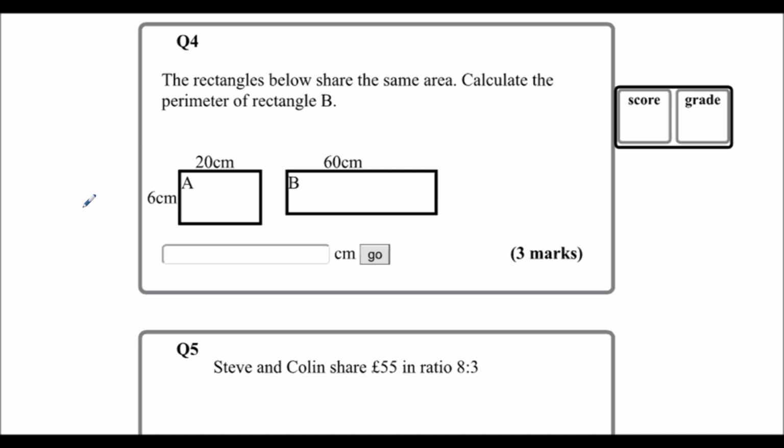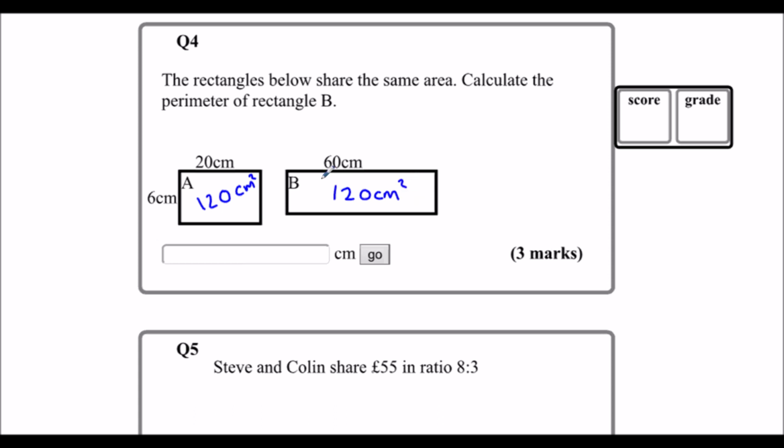Question 4. The rectangles below share the same area, so they've both got the same area. Calculate the perimeter of B. So let's work out the area of A first. We can already do that. The area of a rectangle is length times width. So 6 times 20, which is 6 times 2, which is 12, with a 0 on. So the area is 120 centimeters squared. And that means the area of B must also be 120 centimeters squared.